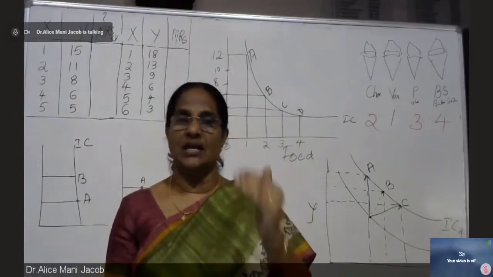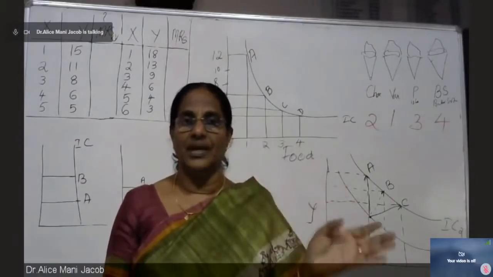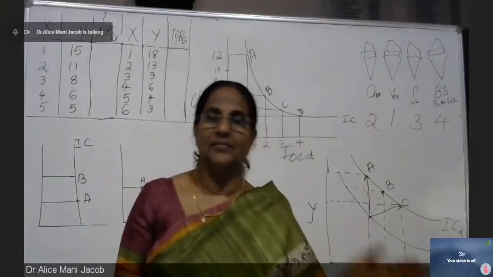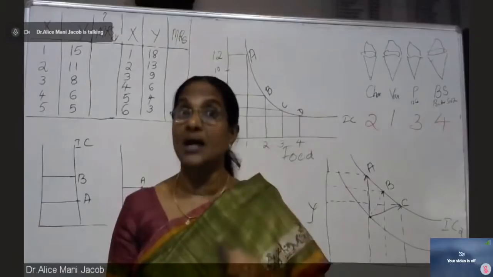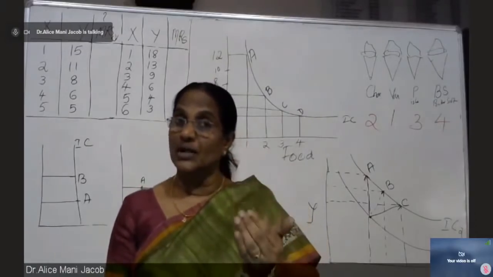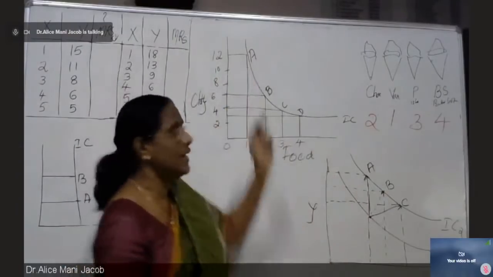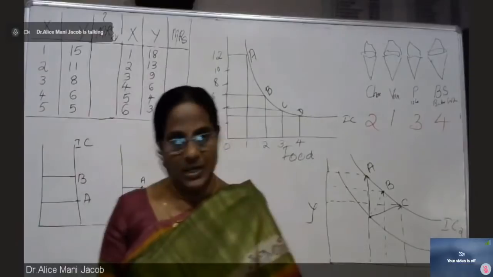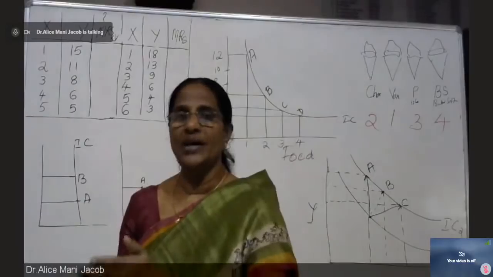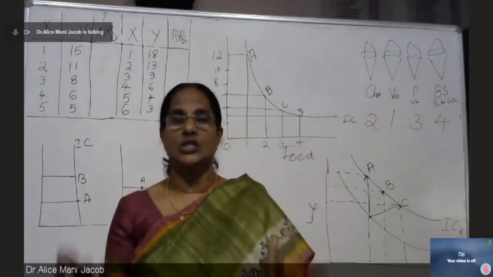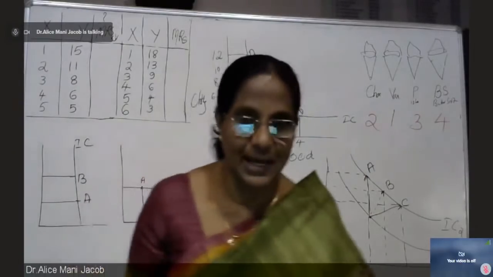All combinations give equal satisfaction, and so the consumer is indifferent. Okay? Indifferent among different combinations. Why "among"? Because when there are more than two, we say indifferent among. If you take only 2 points A and B, indifferent between. So the consumer is indifferent among all points. He does not mind which combination of goods he gets. And that is the indifference curve.